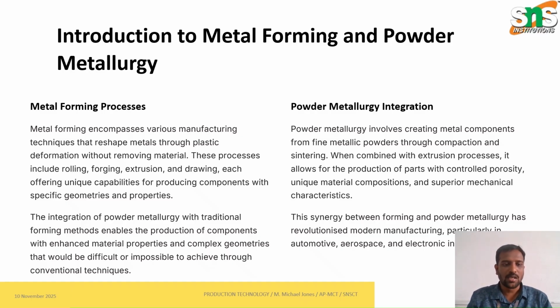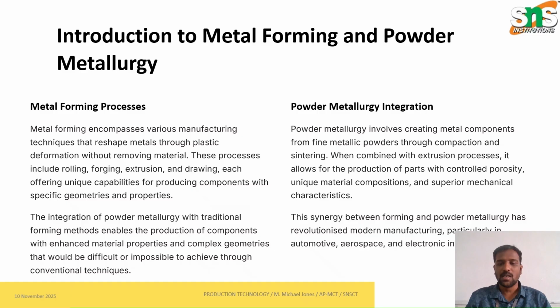The introduction is given as: metal forming encompasses various manufacturing techniques that reshape metals through plastic deformation. Deformation that cannot be brought back, so it is an irreversible process. So that is metal forming. We are changing the regular form of an object, of a metal.